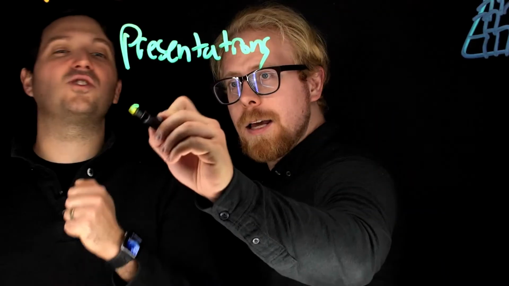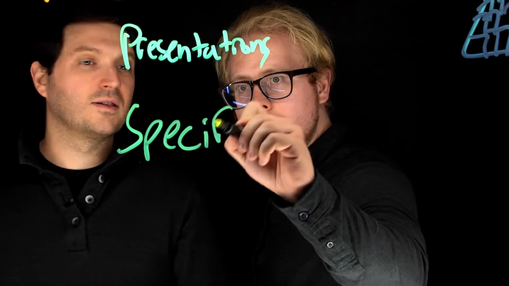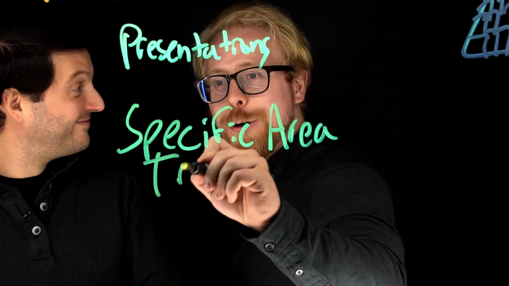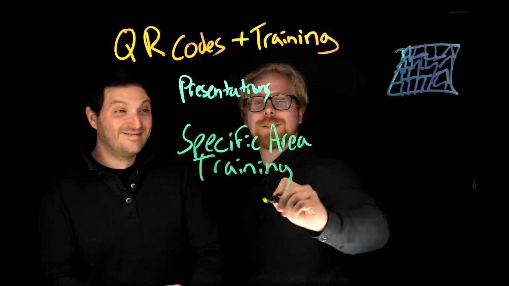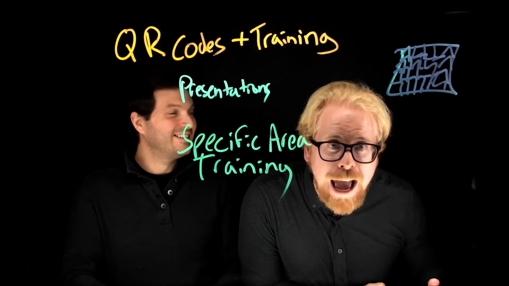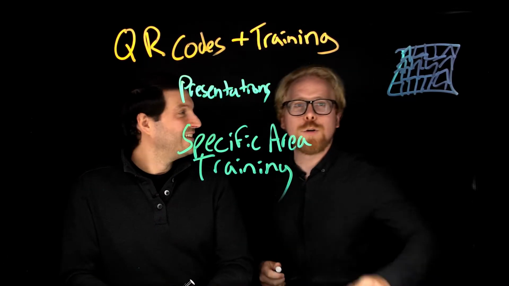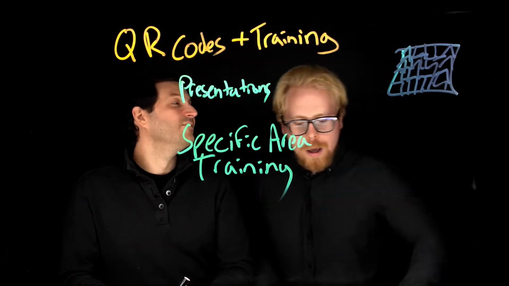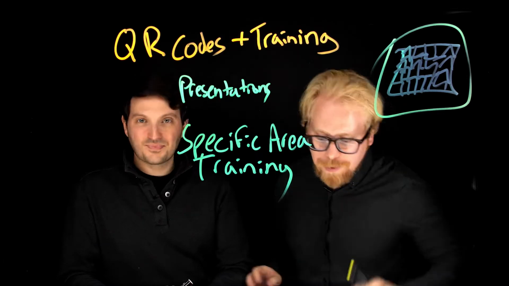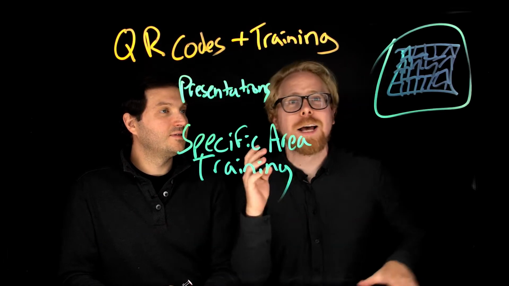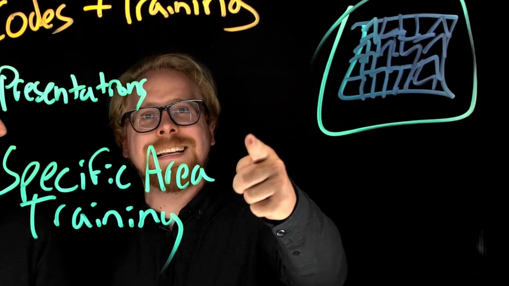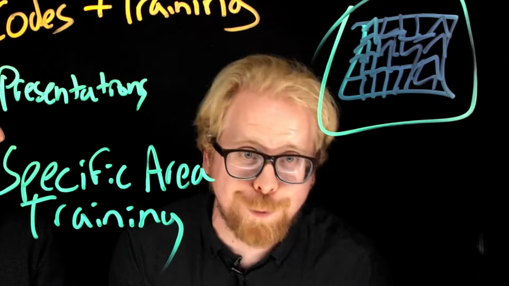The next thing is what? Specific area training. Okay, so what does this mean? This means that if you're in a warehouse or if you are in a manufacturing space and you need to learn something about what you're doing, we can put a QR code on the wall. And when you scan that QR code, it's going to take you into the LMS, and you're going to learn what you need to do to achieve that task that you're supposed to be doing.